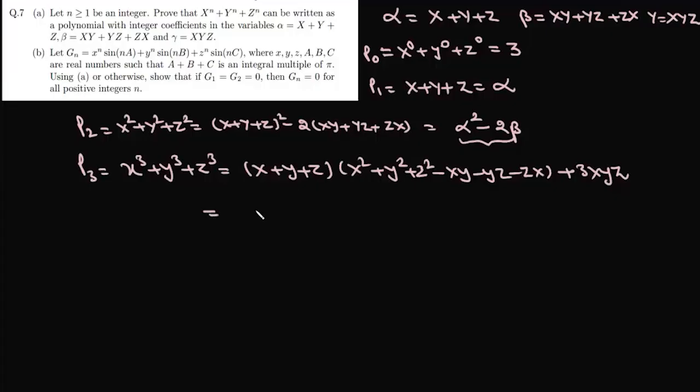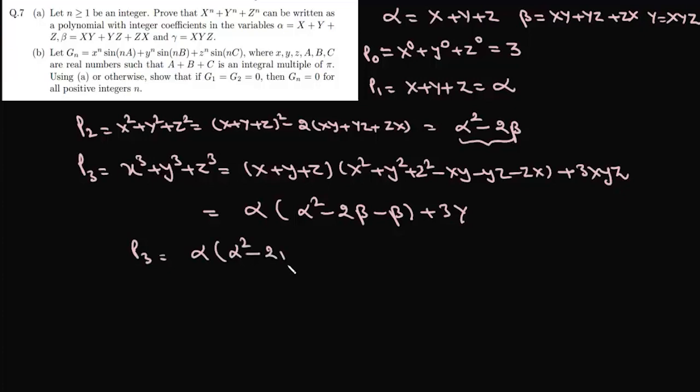Now this x plus y plus z is alpha. Now x square plus y square plus z square is alpha square minus 2 beta. And here xy plus yz plus zx is beta, and plus 3, and xyz is nothing but gamma. Now we can write this p3 as alpha into alpha square minus 2 beta, minus beta into alpha, plus gamma into 3.